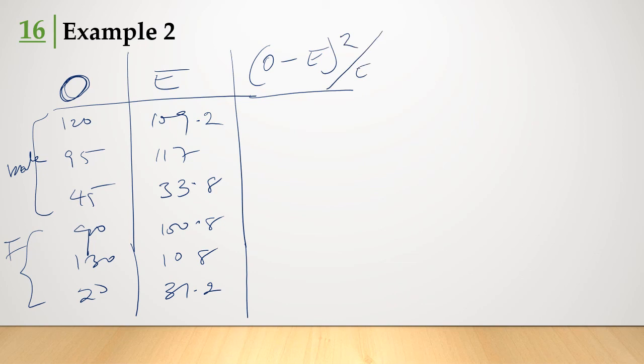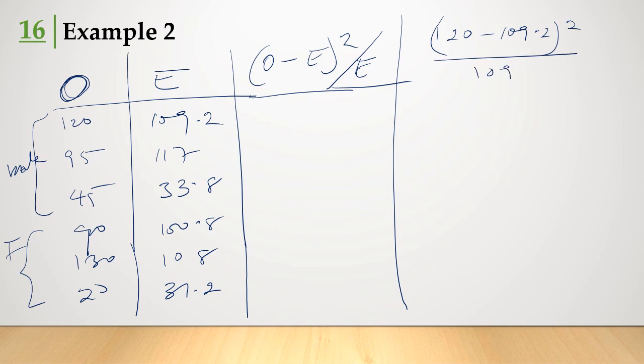Now the next stage of the calculation is to have our O minus E, square that and divide it by E. We do this for all of them. So for the first one, I'm going to have 120 minus 109.2, square that and divide by 109.2. If we do this, we are going to have 1.07 according to my calculator. The second one the same way: 95 minus 117, square that and divide by 117, and this again should give us something like 4.14.